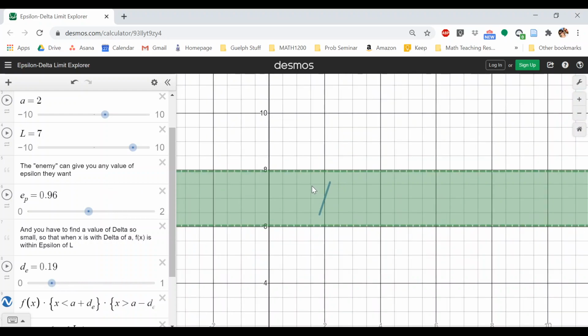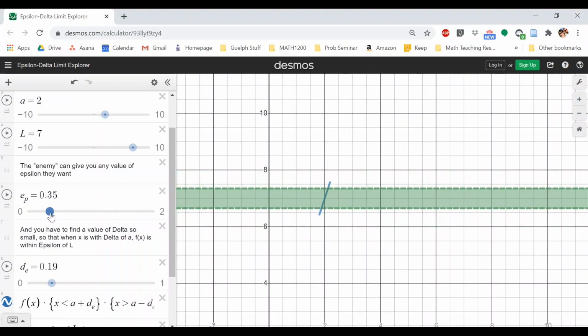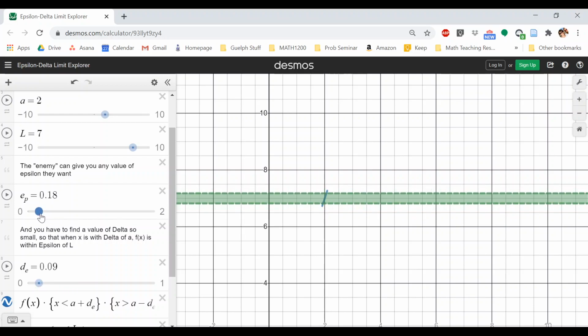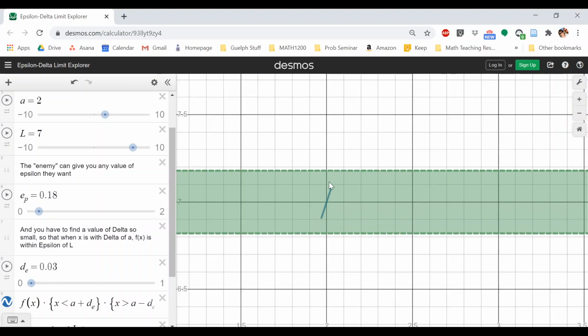So do we think it's true or not? Let's do a thing. Some people in the chat say, maybe somebody says 0.35, and you say, okay, that's no problem, I just make delta 0.09 and it works. And then someone says, well, what about 0.18? And you say, no problem, I'll just make delta that small. See, because look, now the function is entirely within the green zone.